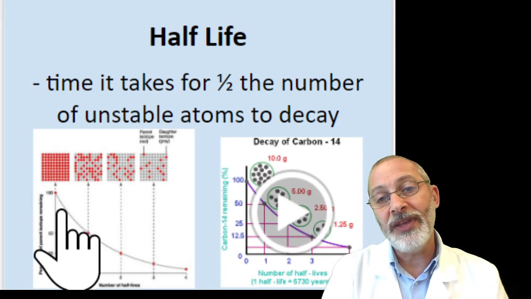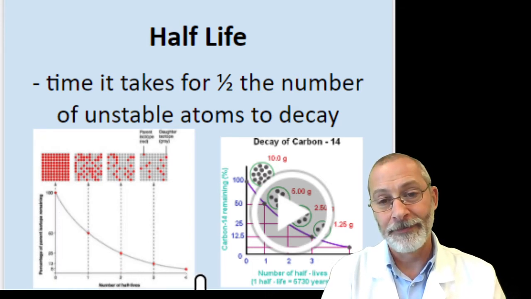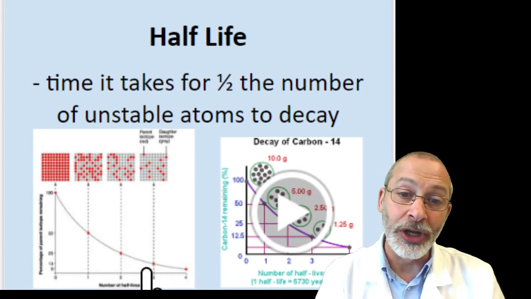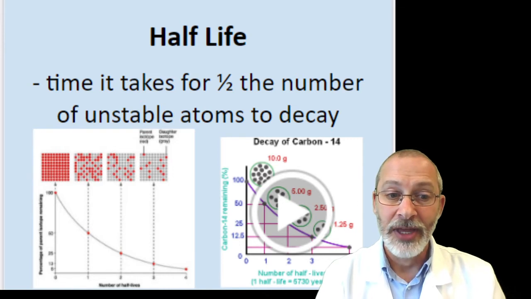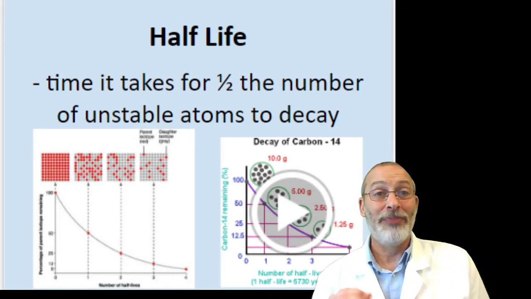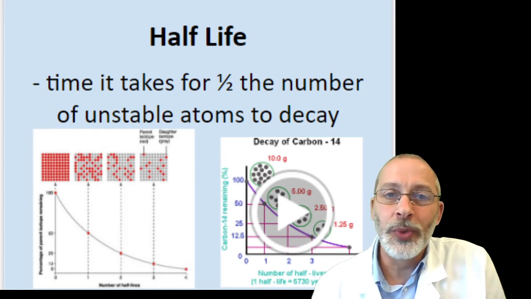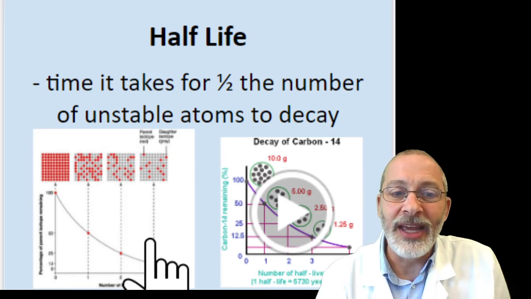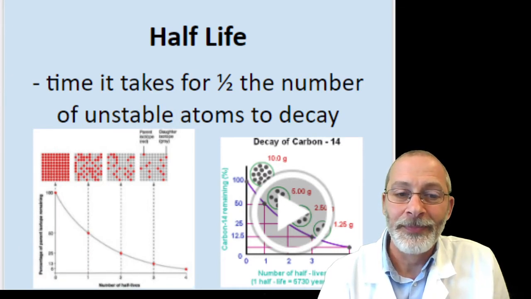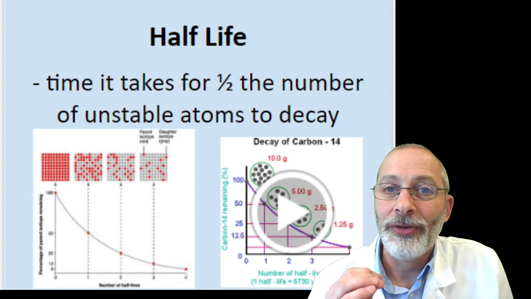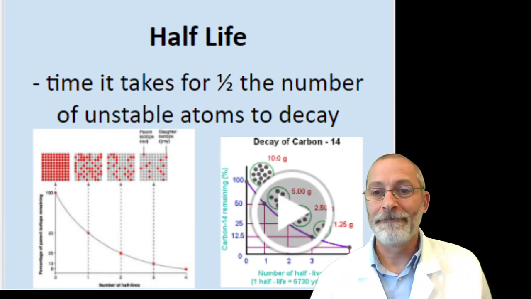The graph is decreasing in a curve. It's getting closer and closer to zero with each half-life, but it actually never becomes zero. In other words, with half-life, it can take a long, long time for a radioactive element to decay.